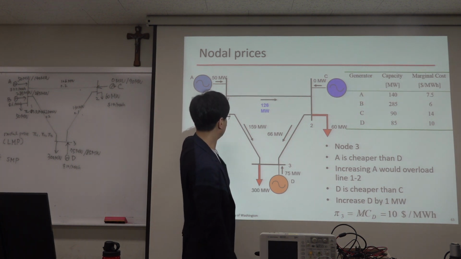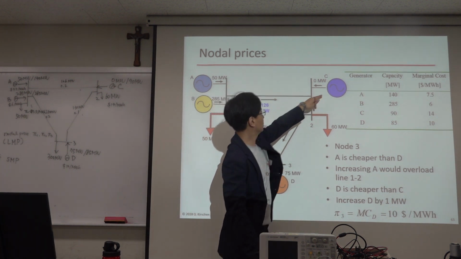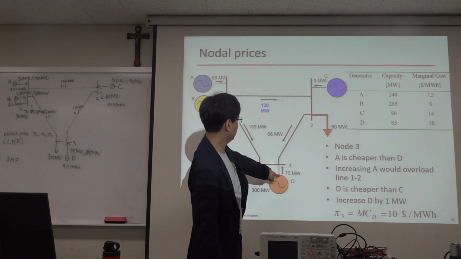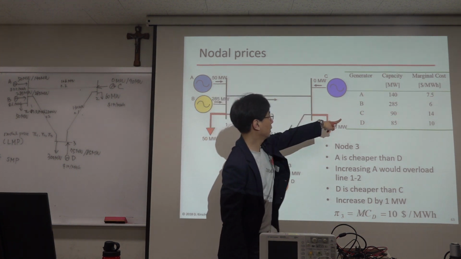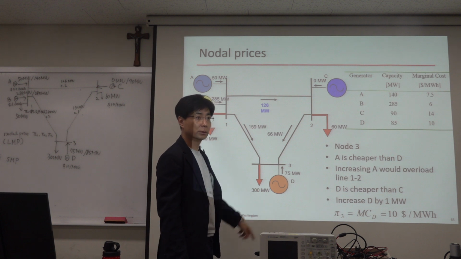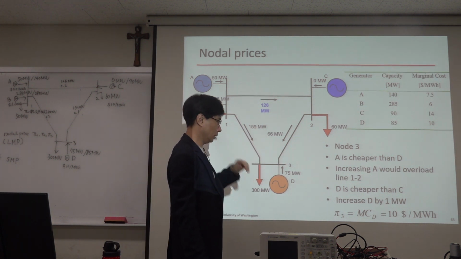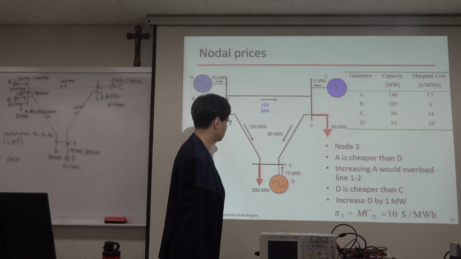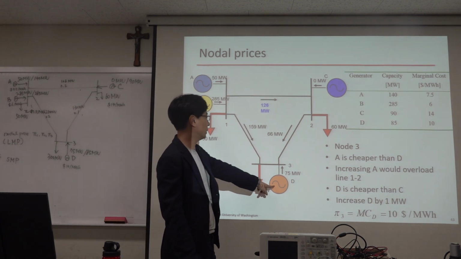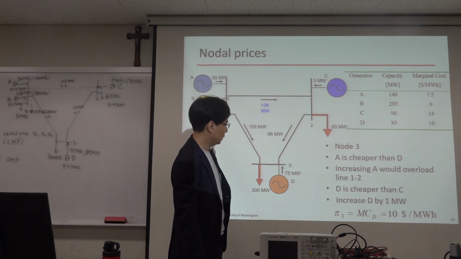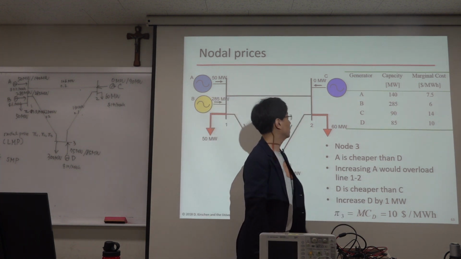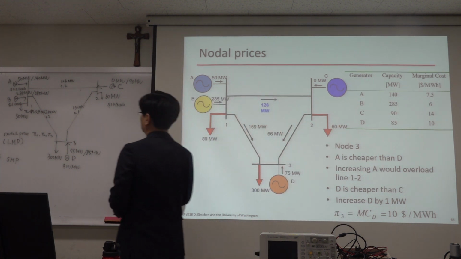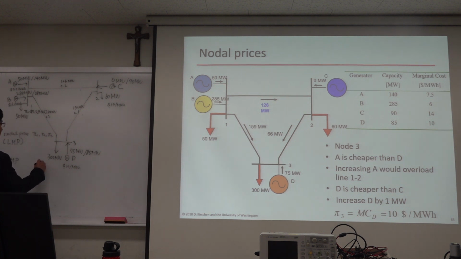So the next option is either use C or D, but D is cheaper than C and also at the same bus, so we don't need to worry about the congestion. So the nodal price of bus 3 is determined by generator D. So pi 3 is equal to the marginal cost of D, that is $10.